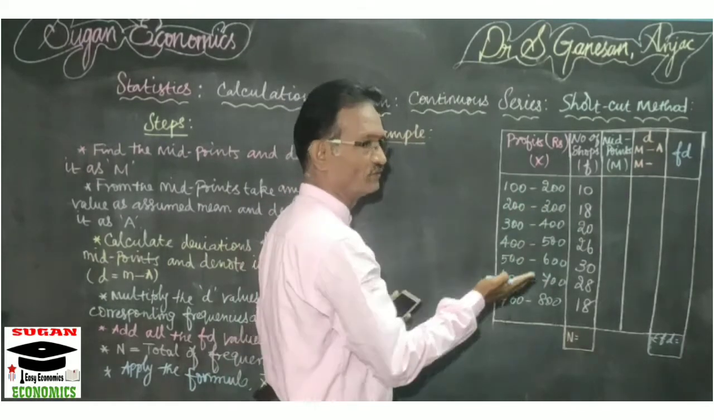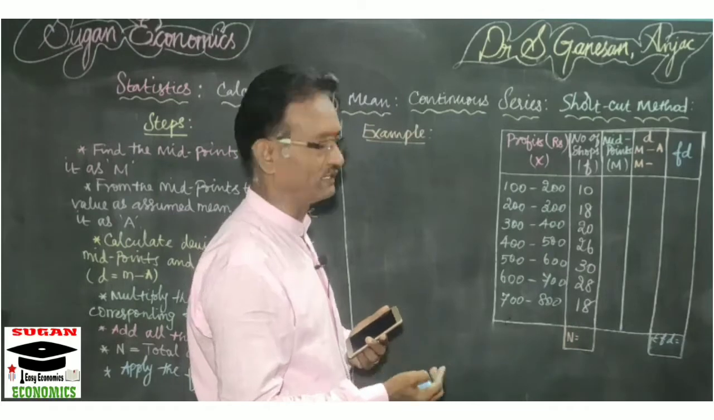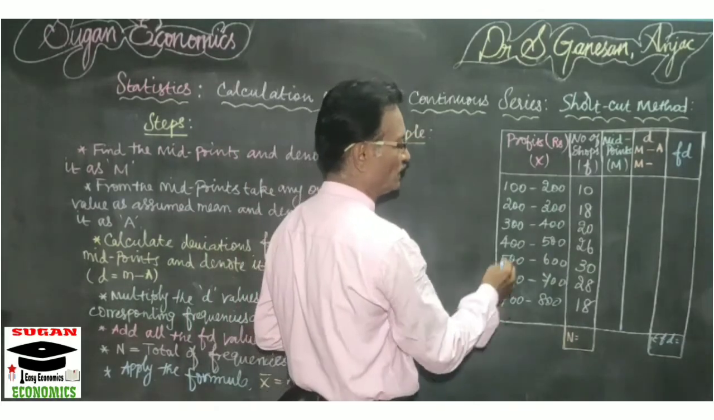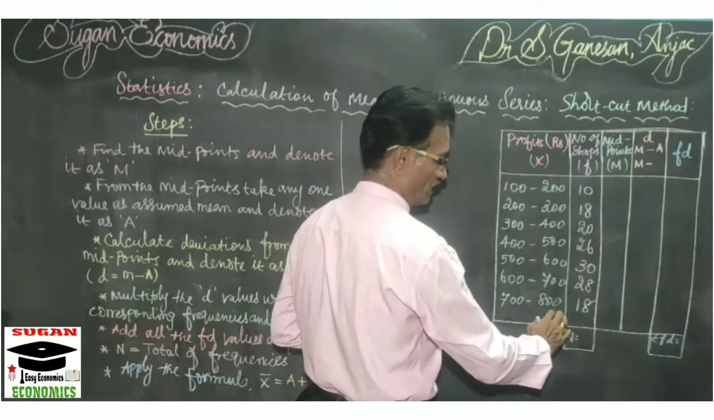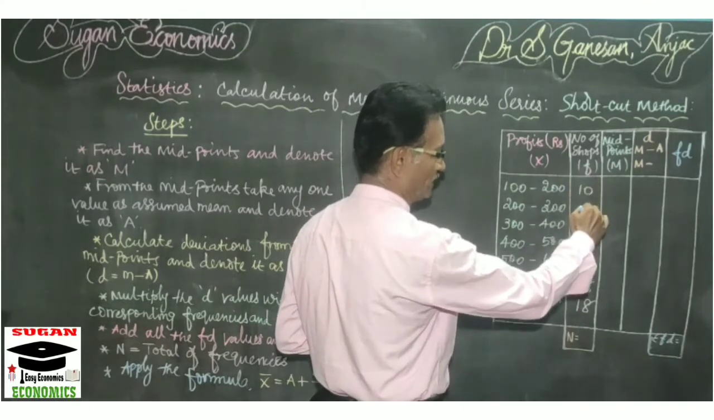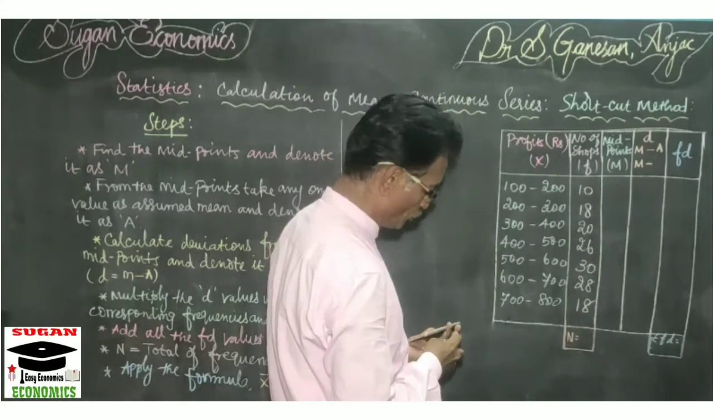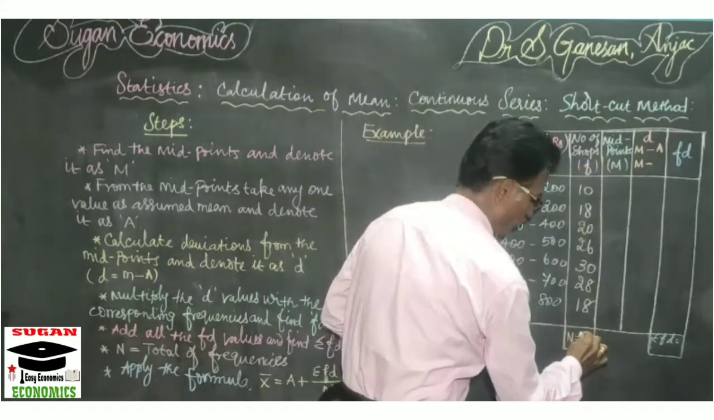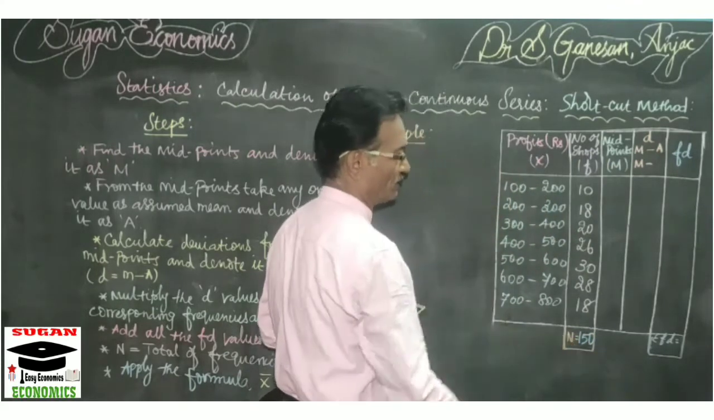The example I took for calculating the arithmetic mean for continuous series under the direct method, the same example will be taken here. The profits are 100 to 200, 200 to 300, 300 to 400, up to 700 to 800, and the frequencies are 10, 18, 20, 26, 30, 28, 18. First you add the total of frequencies. The total of frequencies is equal to 150. So our N equals 150.